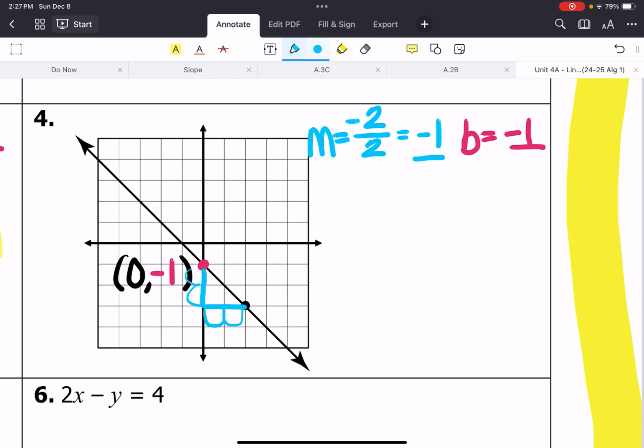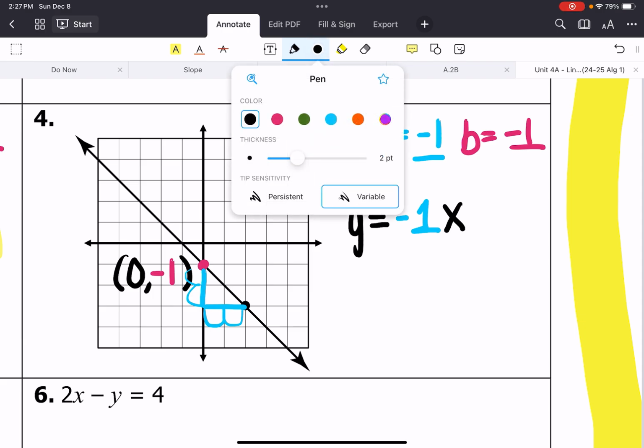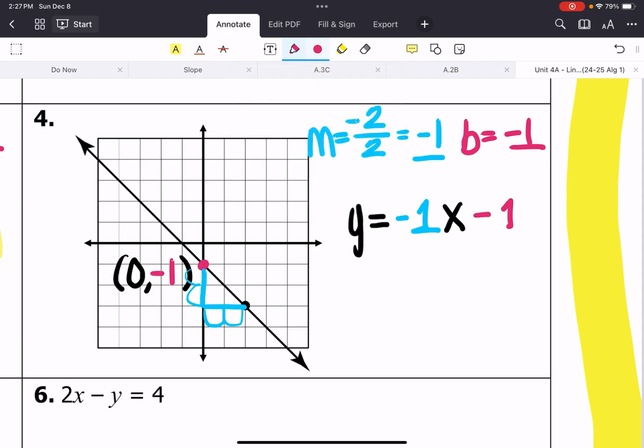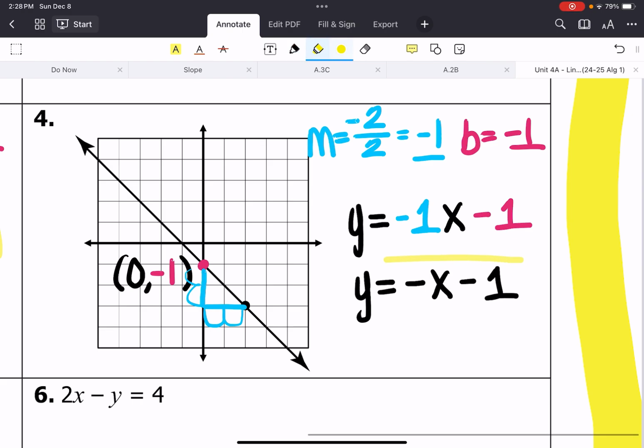Okay, now that we have our slope and y-intercept, we can input it into our equation of y equals mx plus b, where m we're replacing with -1, and b we're replacing with -1 as well. To fully simplify this, remember whenever you have a 1 in front of the x, you do not need it there. It stays invisible. Therefore, my final answer would be y equals negative x minus 1.